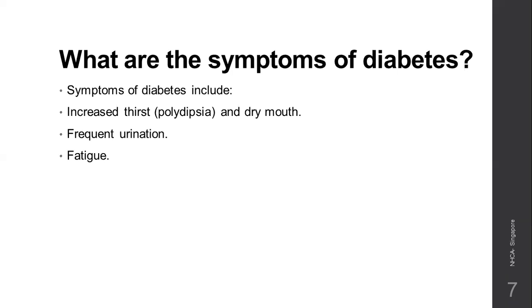Then fatigue, tiredness. Why? You are eating food, but the glucose from the food is not reaching the cells. So when the cells don't get energy, you will not have energy. That is why you have fatigue. Blurred vision. That is your retina, eye tissues getting affected by inflammation. What inflammation? Inflammation caused by high blood glucose levels. In diabetes, your blood glucose levels are high, so that will cause inflammation.